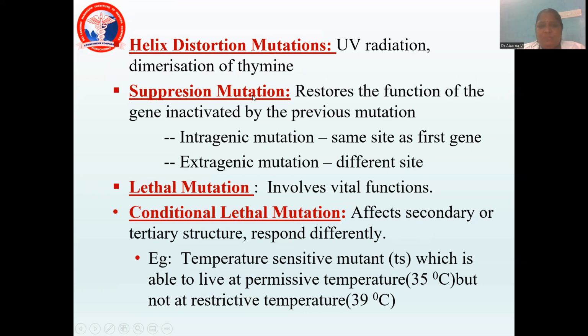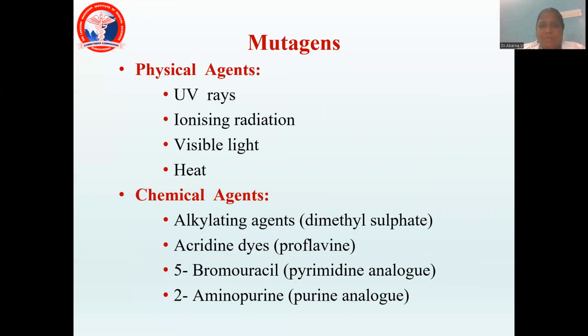And certain mutations are suppressive in nature. They restore the function of the gene inactivated by the previous mutations. And certain mutations involve vital functions so that the organisms are killed. So those mutations are known as lethal mutations. And conditional lethal mutation affects the secondary or tertiary structure and responds differently. For example, a temperature sensitive mutant is able to live at permissive temperature, but not at restrictive temperature. So it can live at 35 degrees centigrade, but not at restrictive temperature.